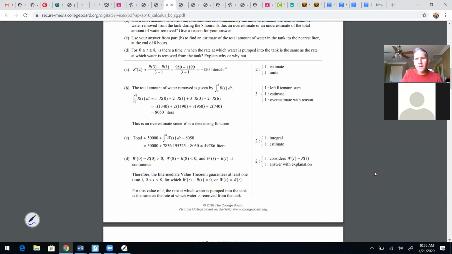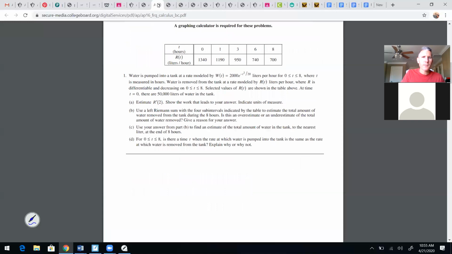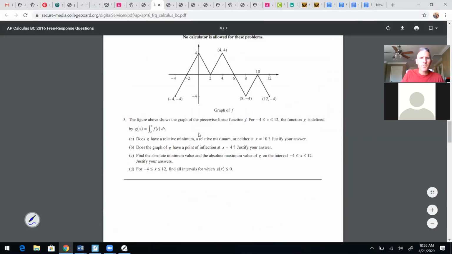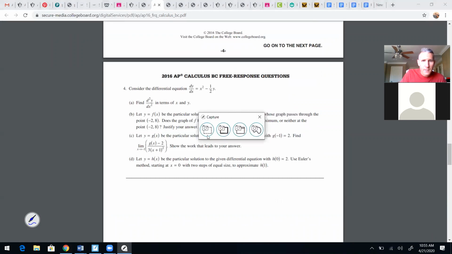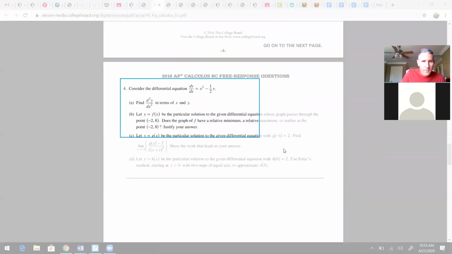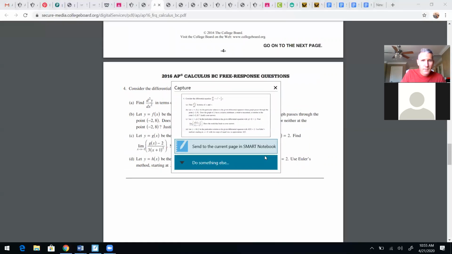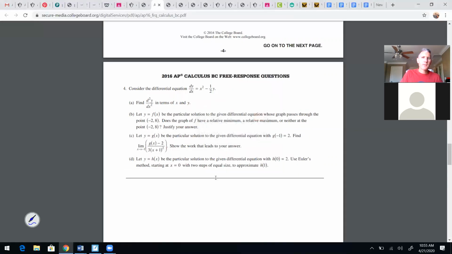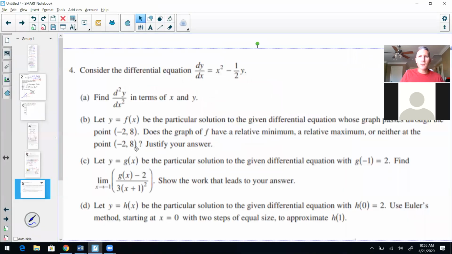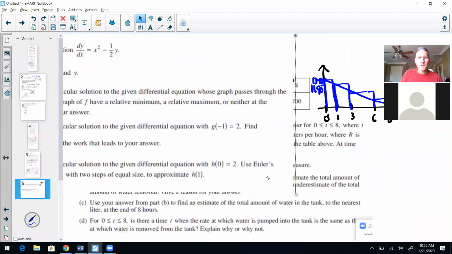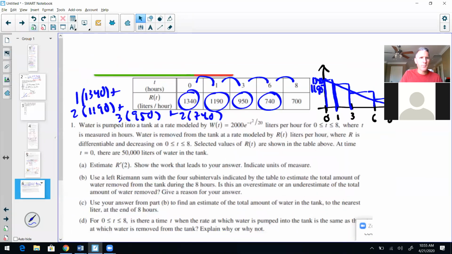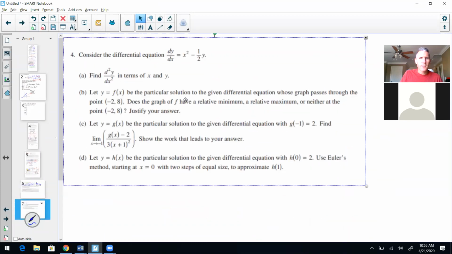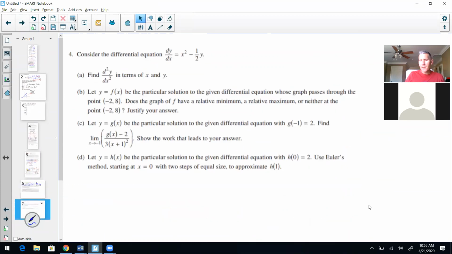And then you guys are looking for a lot of 4s. So let's check out 4. 4 is this guy. Okay, good. We have an Euler's method problem here. So again, let's minimize a little bit. I'm actually going to put this in a new page. So here we go for number 4. Let's just do this whole thing.